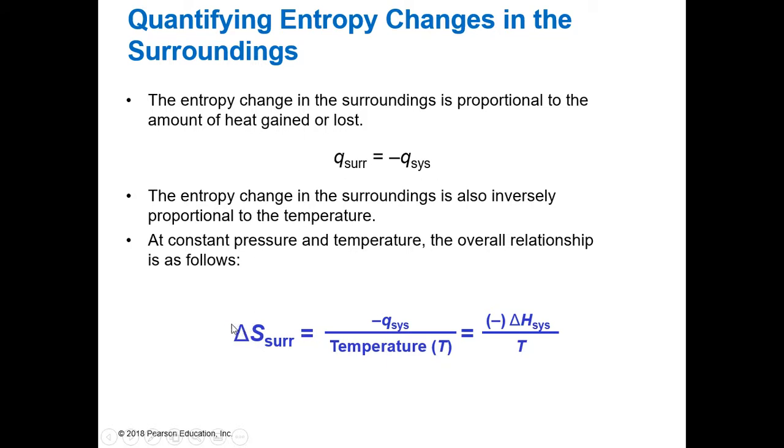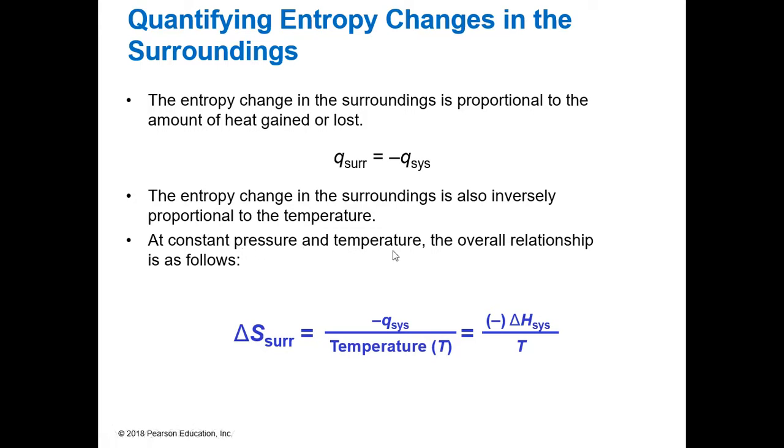Therefore, we can quantify our entropy of our surroundings by saying they are equal to negative Q of the system, right? Because Q of the surroundings is equal to negative Q of the system. Normally, it would not give us our Q of our surroundings, so we would need to solve for negative Q of our system. Or if they gave us Q of our system, we can solve for Q of our surroundings. So our delta S of our surroundings is equal to negative Q of our system divided by our temperature. The one thing, though, is that we need to make sure we are at constant pressure and temperature.